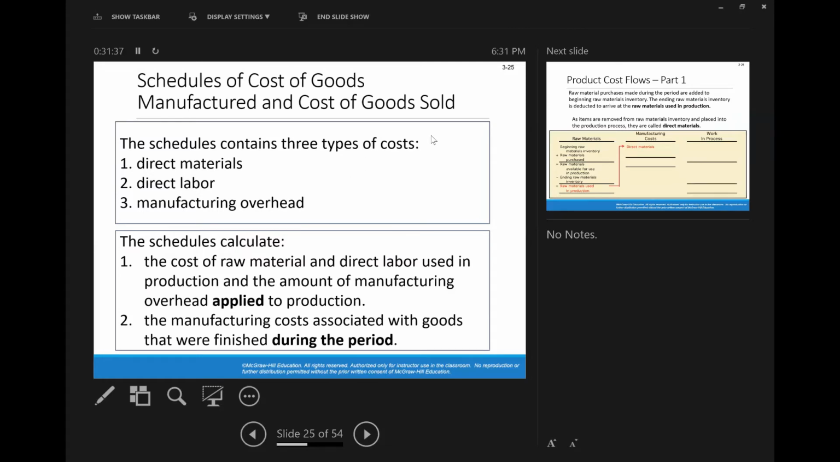Okay, so now we're kind of recapping again. So we have three types of costs. You've probably heard me say this probably 1,000 times. Direct material, direct labor, and manufacturing overhead. Those are your three pieces that are going in. Okay, the schedules are going to calculate the cost of the raw material and the direct labor that we use in the production, and the amount of manufacturing overhead that was applied to production. And then we have the manufacturing costs associated with the goods that were finished during the period that are going into the finished goods, okay?